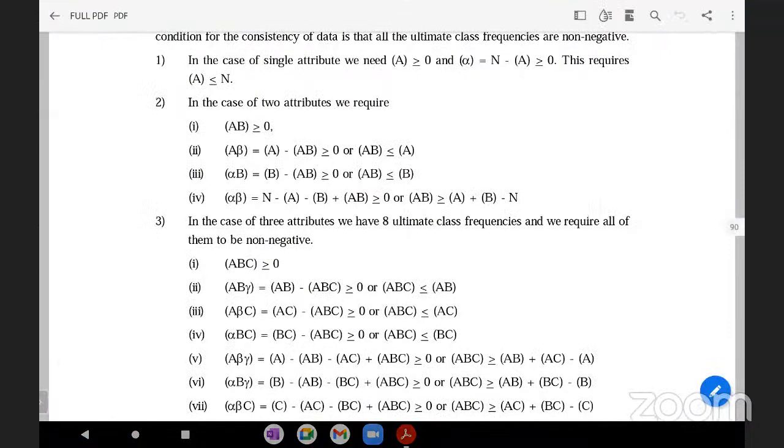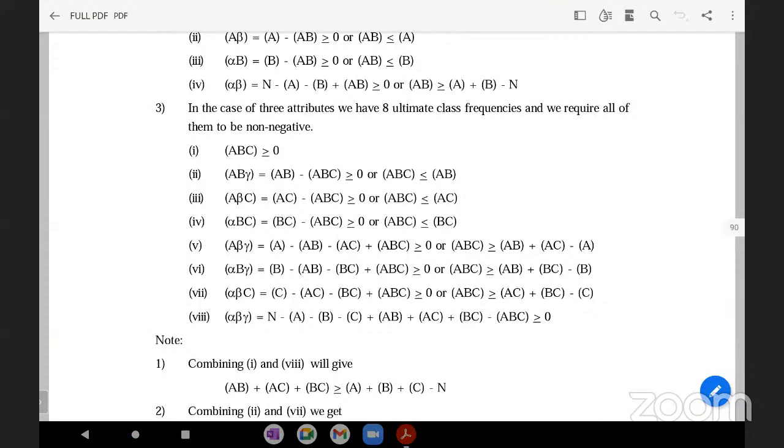Next, coming to the third class: ABC is greater than or equal to 0. AB gamma equal to AB minus ABC is greater than or equal to 0, and A beta C equal to AC minus ABC is greater than or equal to 0. The second order classes will be the ultimate class frequencies. I am checking that they are greater than or equal to 0; if so, the condition for consistency of the data is fulfilled. Alpha BC equal to BC minus ABC is greater than or equal to 0, and AB gamma equal to A minus AB minus AC plus ABC is greater than or equal to 0.